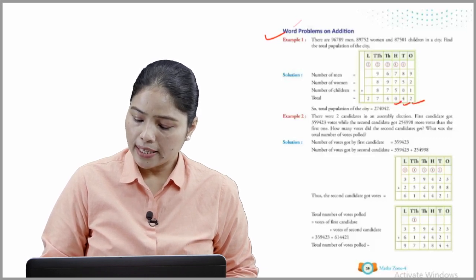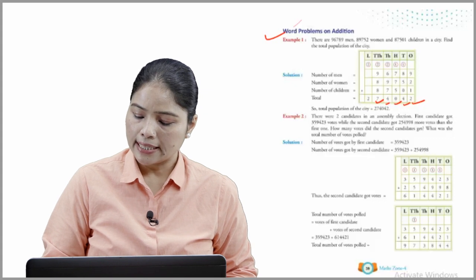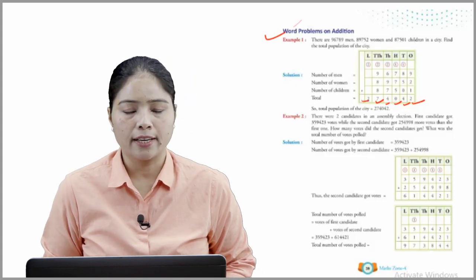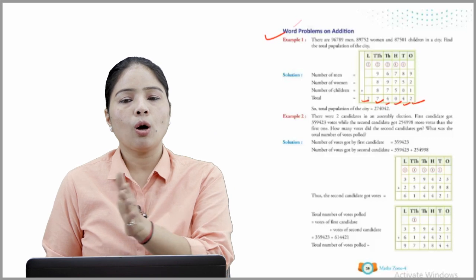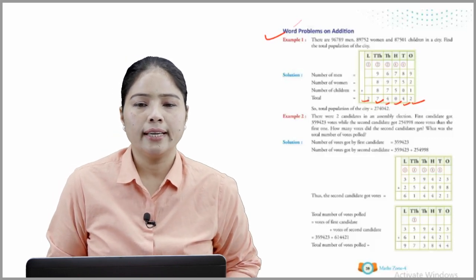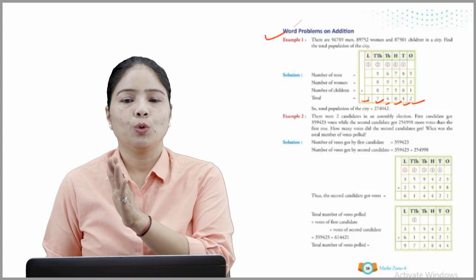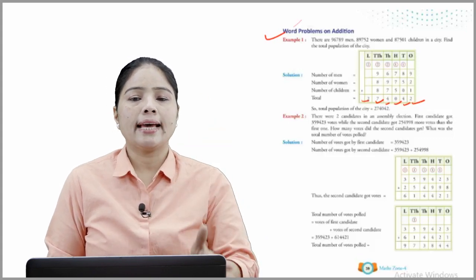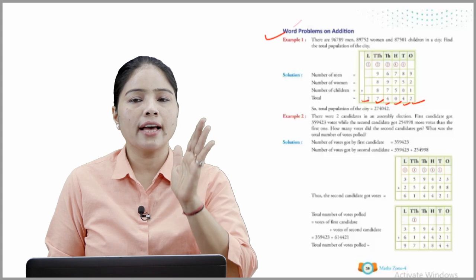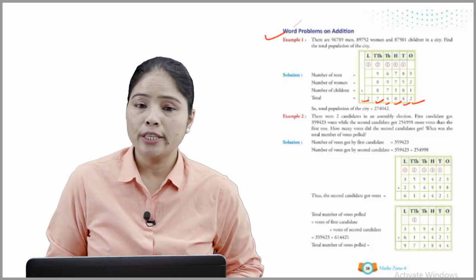then the value of tens, then 100, then 1000, after that 10,000, after that comes lakh. So after adding all the numbers, your answer is 274042. Okay, that means 2,74,042. I hope you understood well.